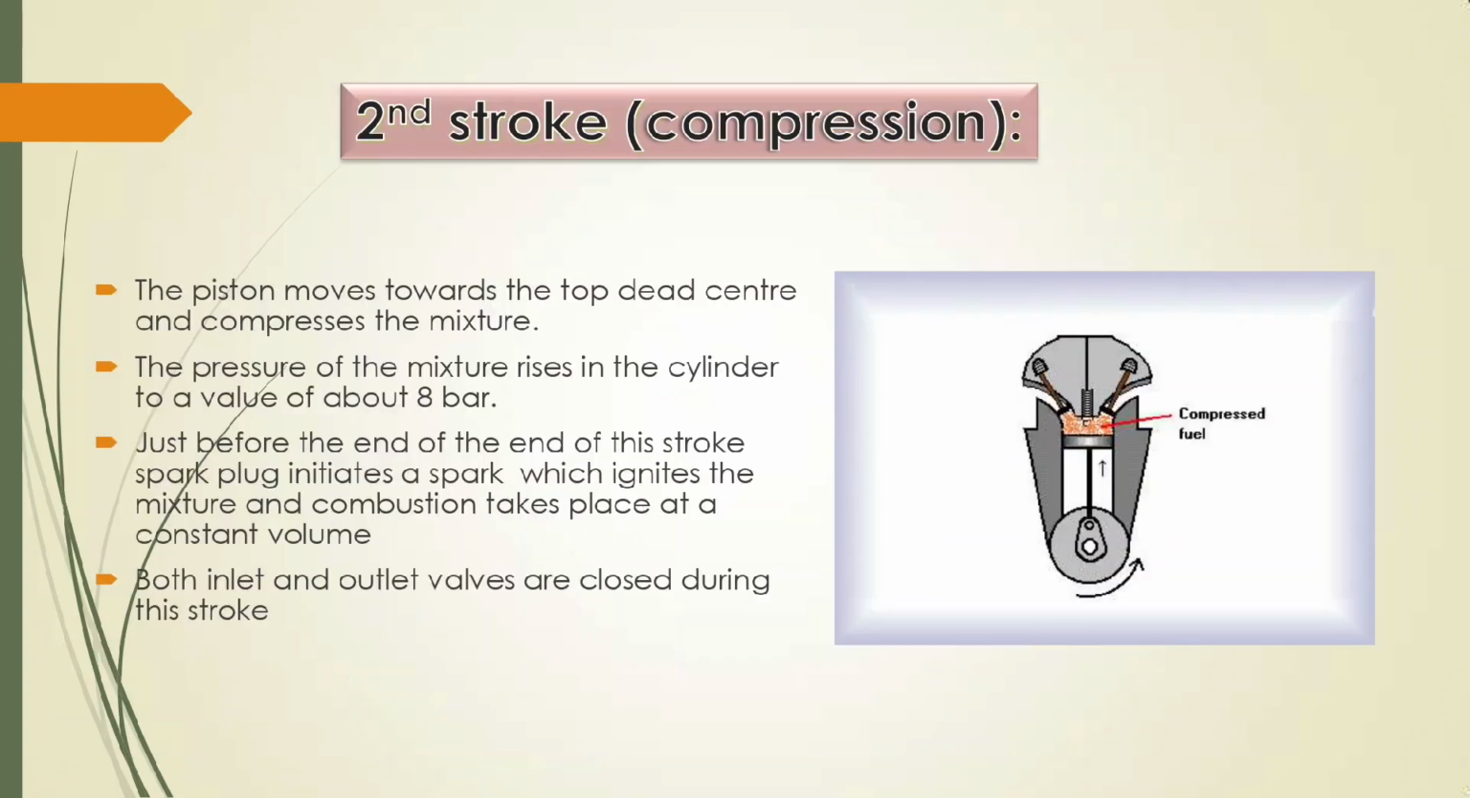During the second stroke, that is called as compression stroke, the piston moves towards the top dead center and compresses the air fuel mixture. The pressure of the mixture rises in the cylinder to a value of about 8 bar. Just before the end of this stroke, the spark plug initiates a spark which ignites the air fuel mixture and the combustion takes place at a constant volume. Both the inlet and the exhaust valves are closed during this stroke.